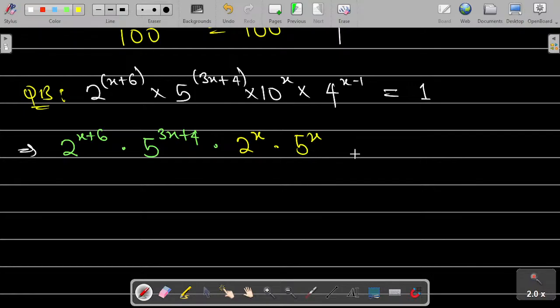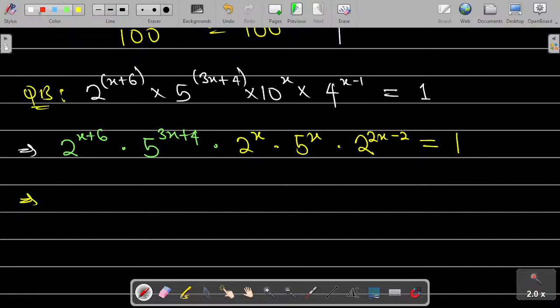And the same thing will happen here. I can reduce this to base 2, and that will give me 2 to the power of 2. And that 2 will multiply the existing power, which will give me 2x minus 2, all equal to 1. Beautiful. So what's next?